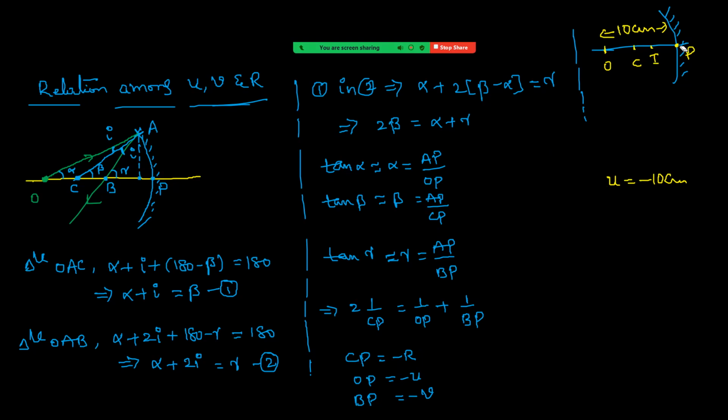So we have taken distance of object as 10. Then u means minus 10. If you want a distance of object of 10, we should take minus u, because minus u gives us 10. That is what I have taken here: minus R, minus u, minus v. Now simplify this.